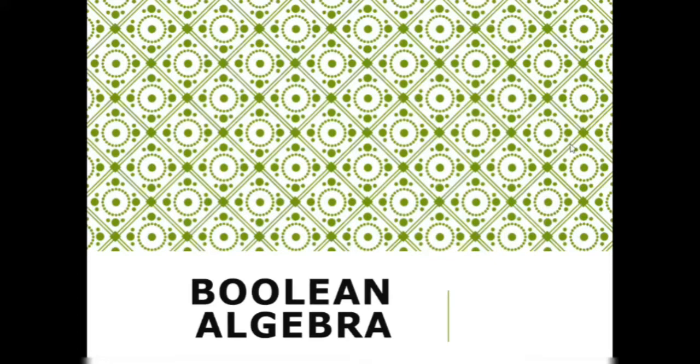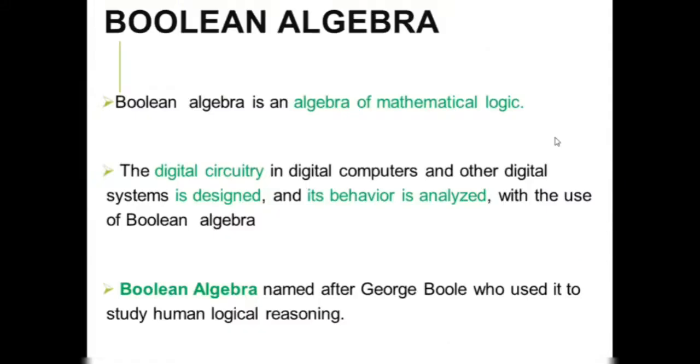So Boolean algebra, the topic we are going to discuss, is not a very new topic to you. I know you all have followed physics, isn't it? In physics, some of these concepts have also been discussed. Boolean algebra is an algebra of mathematical logic. Why do we study this in computer science? Mainly because the digital circuitry in computers is designed and its behavior analyzed with Boolean algebra.